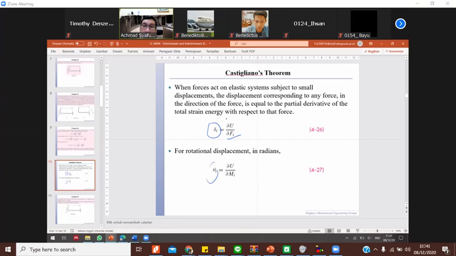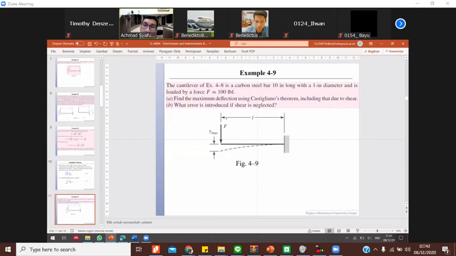The angle is equal to the moment. So how to implement this theorem? I already introduced to you the theorem, the moment barrier theorem. There are two parts, and the plastic Castigliano theorem also has two parts. This is the implementation of Castigliano's theorem.